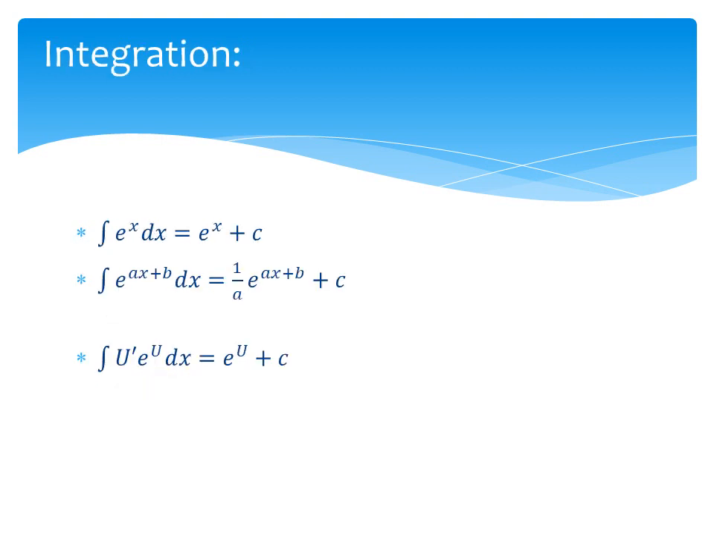Integration: the integral of e to the power x dx is e to the power x plus c. If you think about which function has derivative e to the power x, it is e to the power x itself. The integral of e to the power ax plus b dx is 1 over a, e to the power ax plus b, plus a constant. The integral of u prime e to the power u is e to the power u plus a constant, and you are going to see some examples on this.